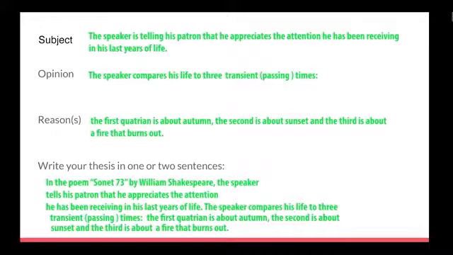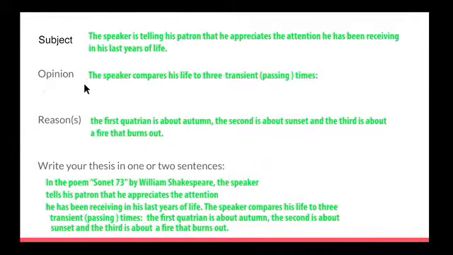Okay, now we're writing our thesis. A good way to write a thesis is to think about the subject you're writing about. This is the main idea, and then your opinion. This subject is like a hypothesis. What is it that you're focusing on in your paper? How is this about death?